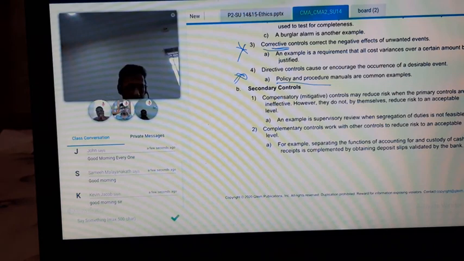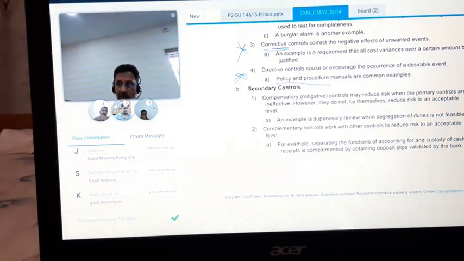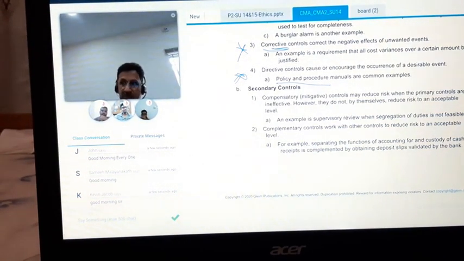Complementary, understood. When the primary controls are in place, in addition to that effective control, you have additional controls to strengthen your position and your controls. Then that is complementary. Whereas compensatory controls are like some other controls, additional controls you have when you don't have the primary control.